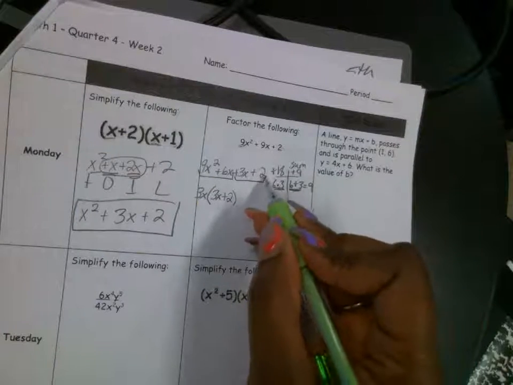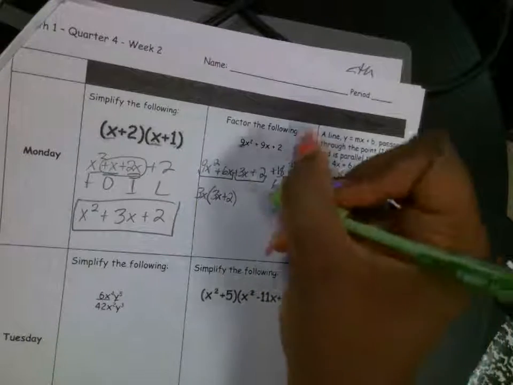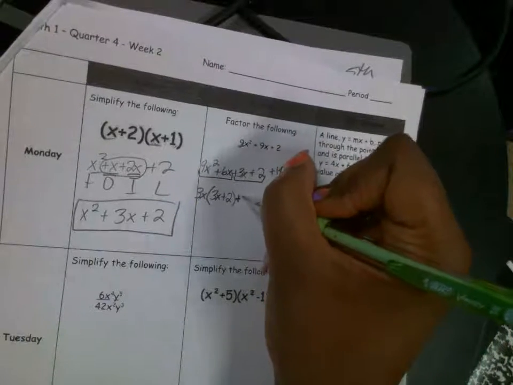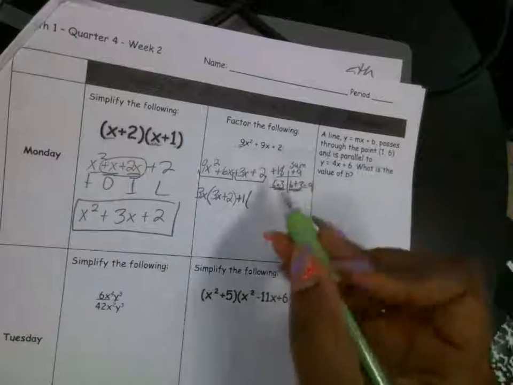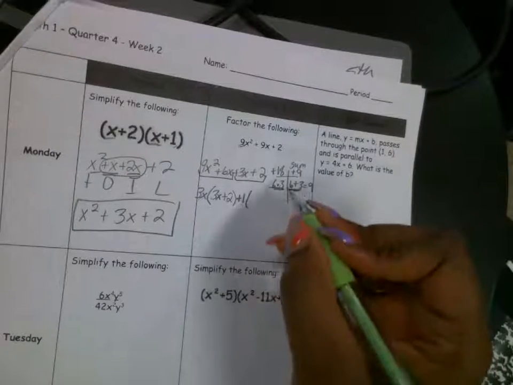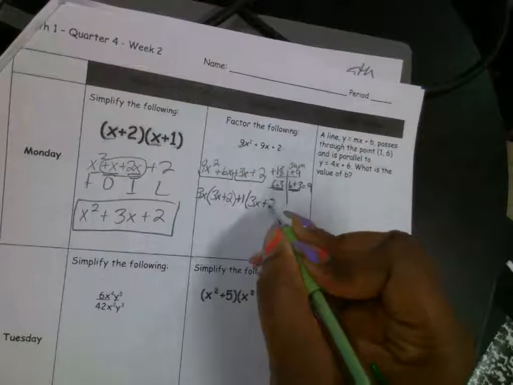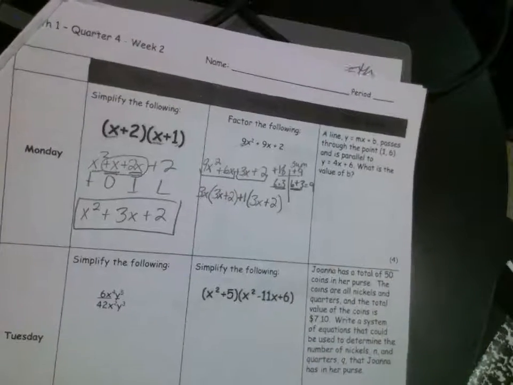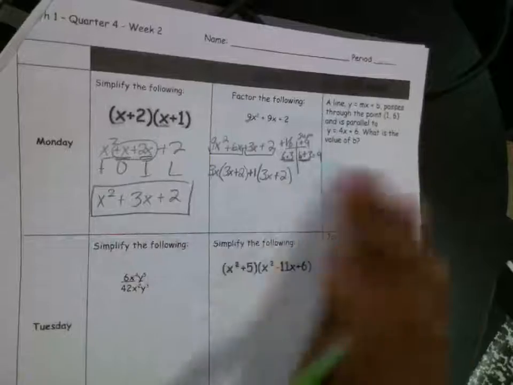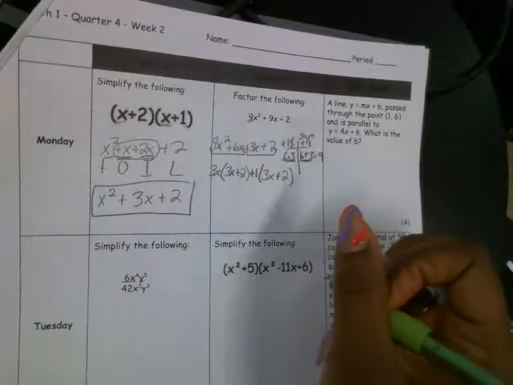Okay. Now I'm going to look at the GCF for the last two. What's the greatest common factor for the last two? 1. It's positive 1. And so what can I multiply times 1 to get 3x? 3x. And what about 2? 2.